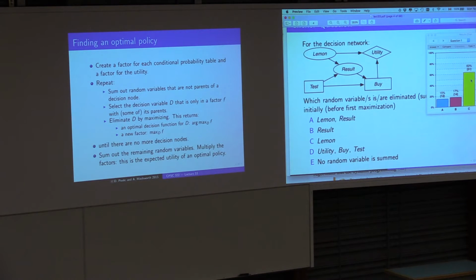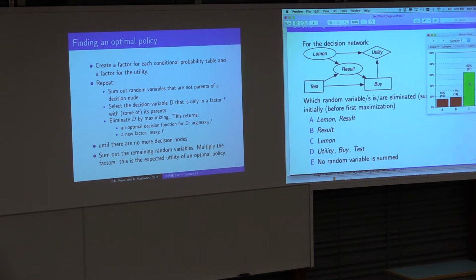Yes, the answer is C. We're not going to sum out result, because result is a parent of a decision node. Right, we're not going to sum out result. A and B are wrong. We're only going to sum out variables that are not parents of a decision node. Okay, so we only sum out lemon.